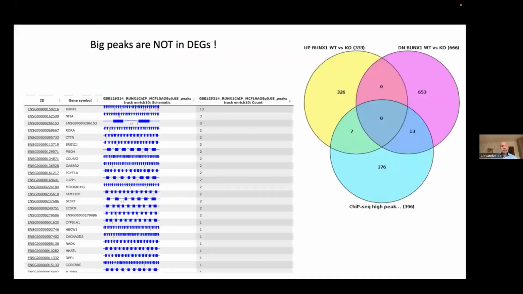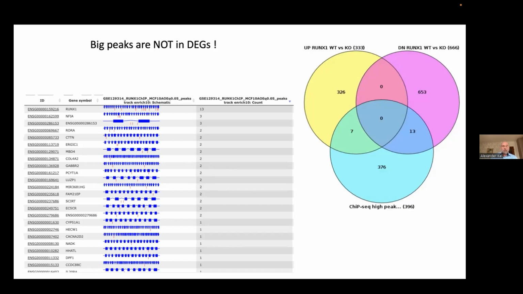So we took this data and compared it. On the right side, you see a simple diagram which shows upregulated genes, more than 300, and downregulated genes, more than 600. And here you see those genes which are located near the biggest peaks, those peaks of ChIP-seq where the factor binds strongly. And you see very little overlap. It's only 7 genes which are upregulated and have this strong peak in front of them. And by the way, this RUNX1 gene actually has 13 of these strong peaks inside this gene, but this gene is not upregulated by itself.